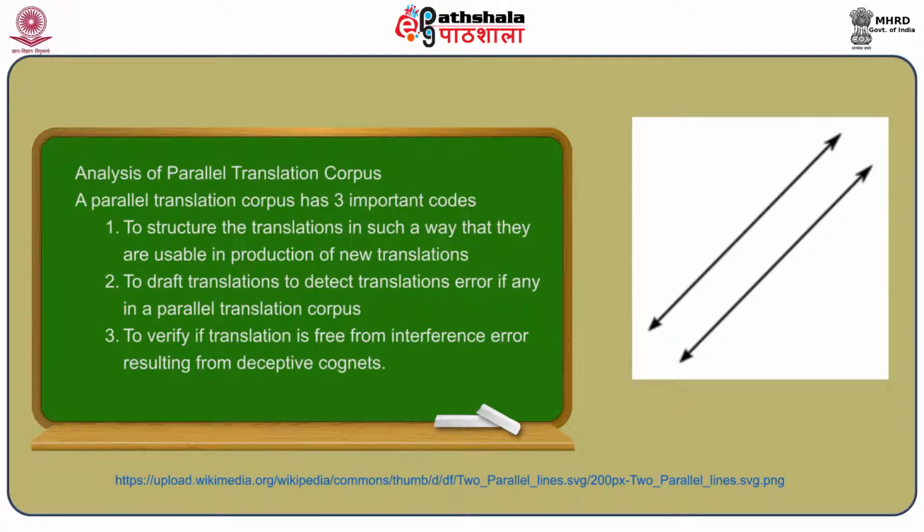A parallel translation corpus analysis has three important goals. First, to structure those translations in such a way that these are usable in production of new translations. We can mark out the bilingual correspondences between the source language and the target language texts. Second, to draft translations to detect translation error, if any, in a parallel translation corpus.